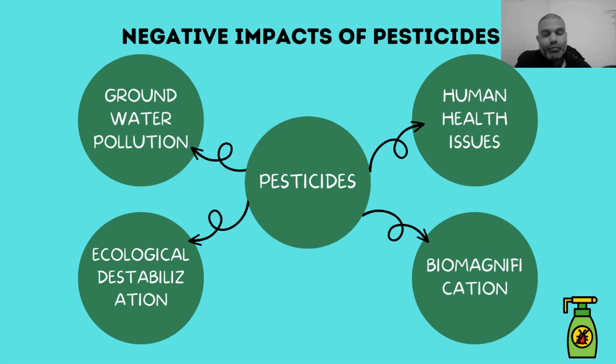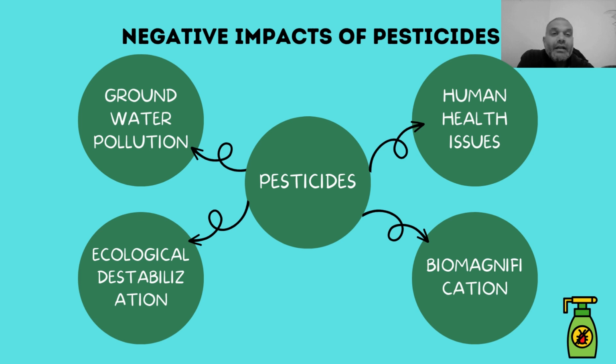So these things do come with human health issues. And then, of course, we have the problem of biomagnification, which is that when you spray an insecticide, for example, and an insect dies, if another insect, or let's say perhaps a lizard, eats those dead insects, that pesticide often collects in the organs of the lizard.